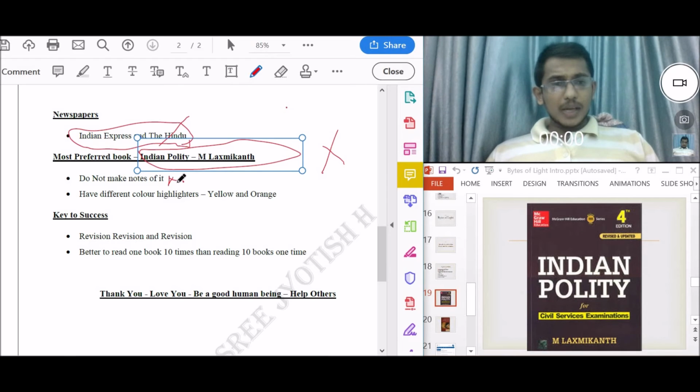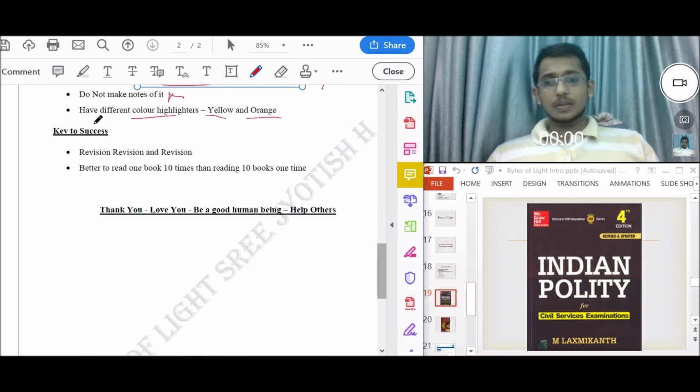Never make notes of M. Lakshmikant, because everything is important in M. Lakshmikant, and if you keep making notes of it, you'll have to write another Lakshmikant. So it's better to have two highlighters, that is yellow and orange, and then you can highlight the portions with different colors for different importance, so that it will be easy for you to learn.